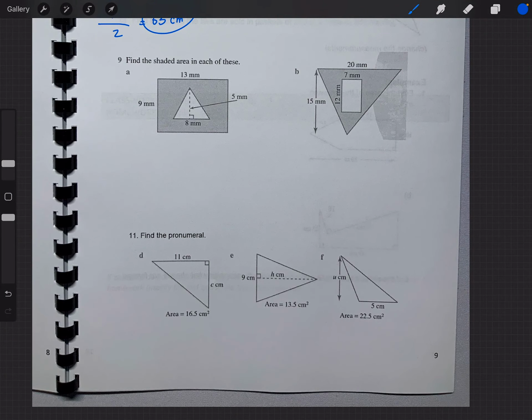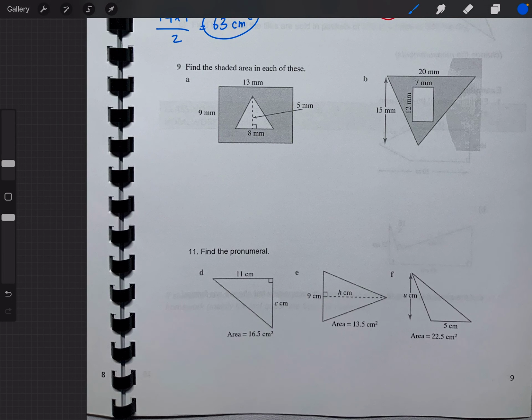Question 9. Find the shaded area in each of these. So to find the shaded area, I'm going to find the area of the rectangle, which is 9 times 13. Then I'm going to find the area of the triangle, which is 8 times 5 divided by 2. And then I'm going to subtract them, because the triangle is actually a hole that's being carved out of the rectangle. So you subtract that triangle hole because it's been removed. And then you get the area of the remaining shaded region.